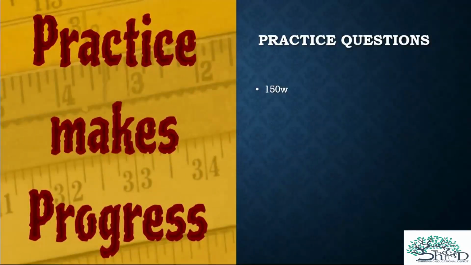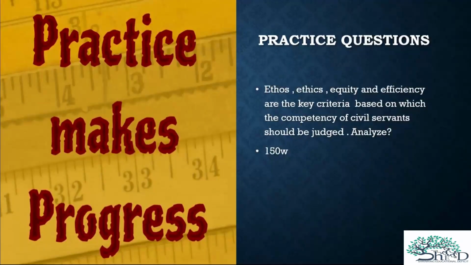The question is on the next slide. Ethos, ethics, equity and efficiency are the key criteria based on which the competency of civil servants should be judged. Please do exercise this question. Try to write something. We have discussed these topics, I think you can relate with it somewhat. Try to write it. We'll see the answer in the next session.